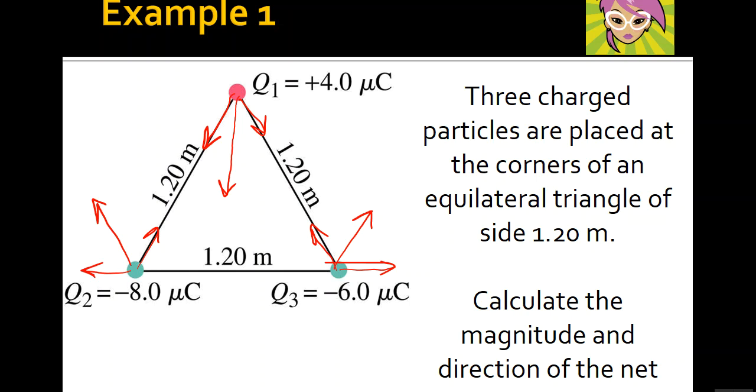The second part of this is telling you to calculate the magnitude and direction of the force acting on Q3. So what this question is asking is, can you find the direction and the magnitude of that arrow? Think about just vectors. This is just a vector problem. And the forces, you calculate using kQ1Q2 over r squared. Do it.